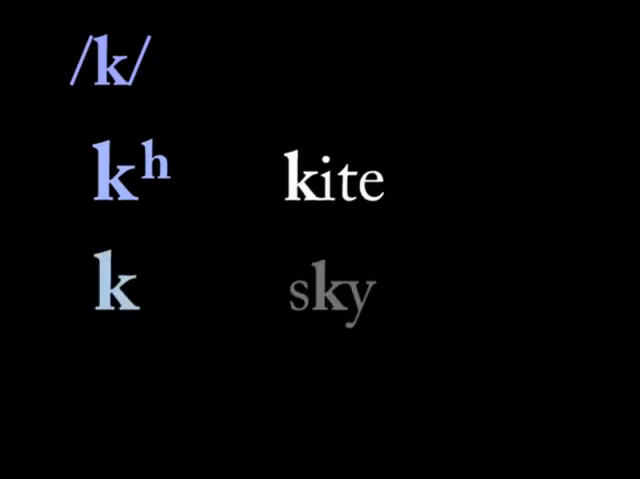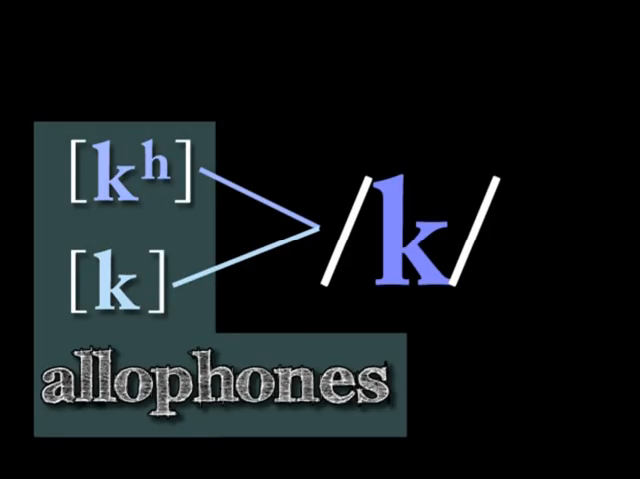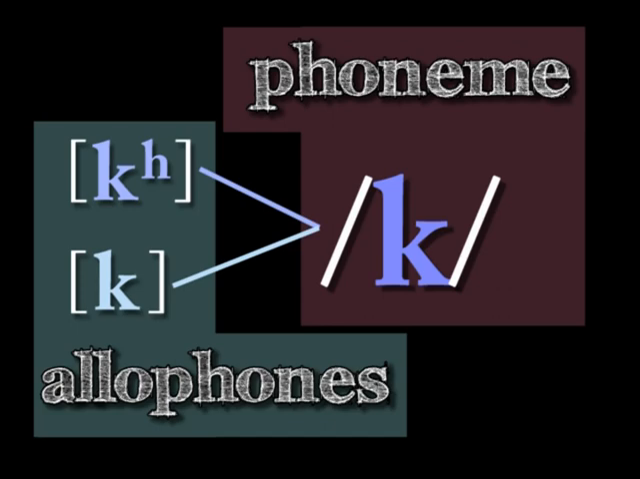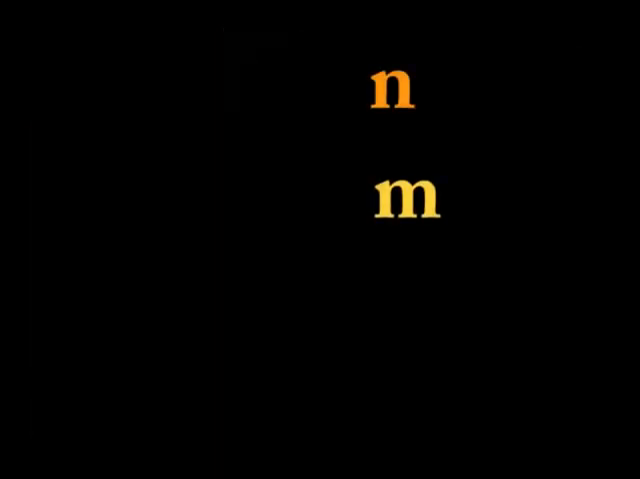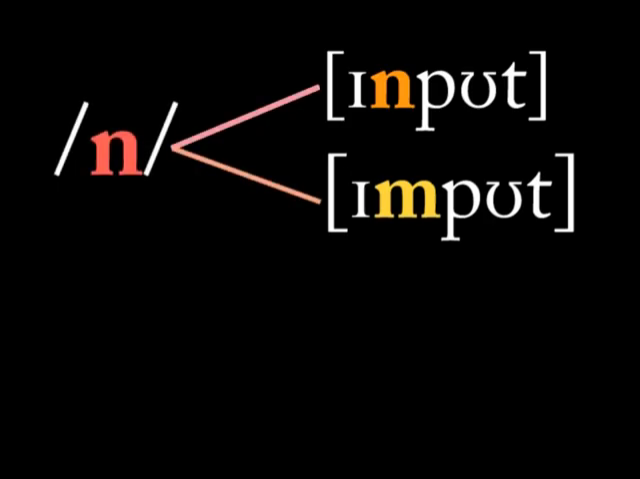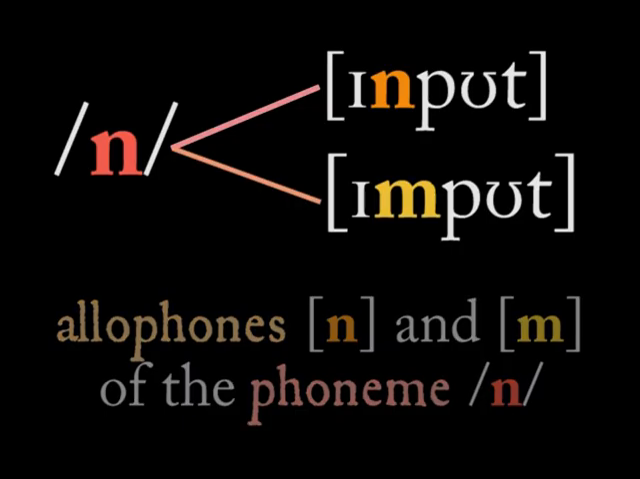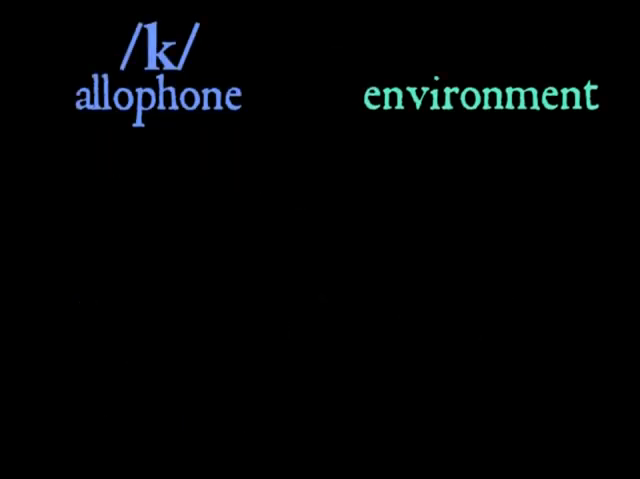Take the sound K. It comes out with a puff of air in the word kite, but not in the word sky. These two sounds, K and K, are different, but we hear them as variants of the same sound. We call these K and K allophones of the phoneme K. The same goes for N and the variant in the word input. I've heard that word pronounced both ways, making N and the variant allophones of the phoneme N.